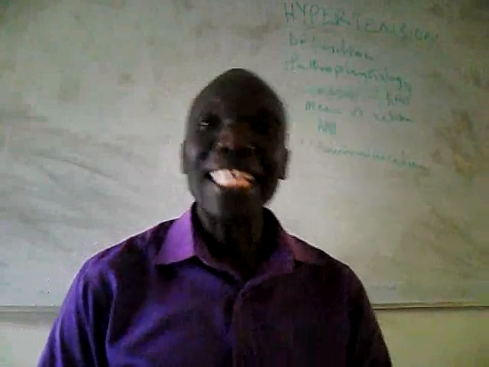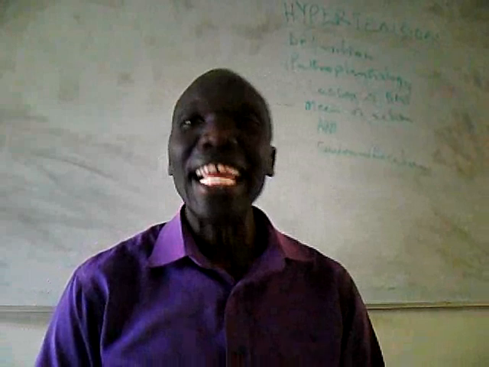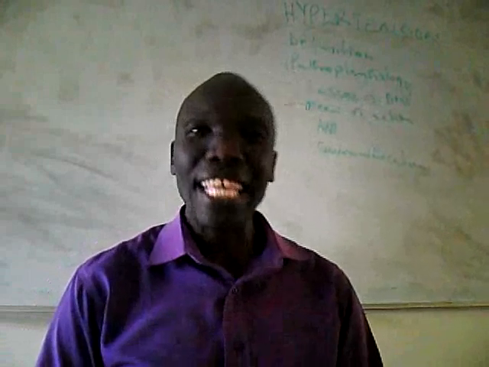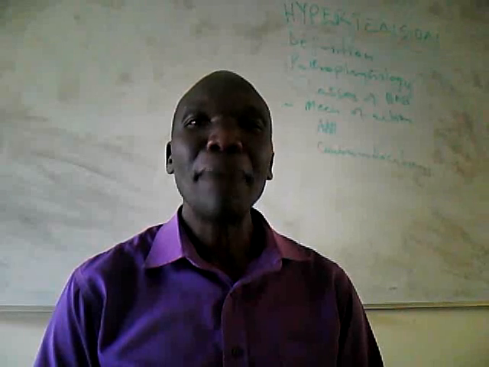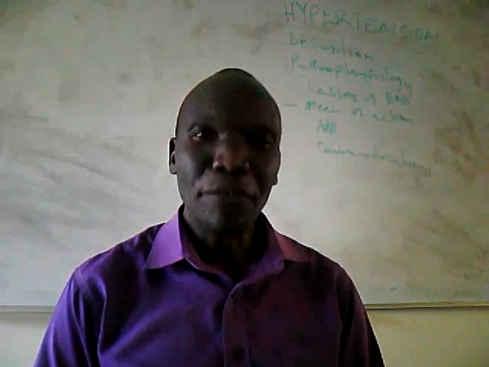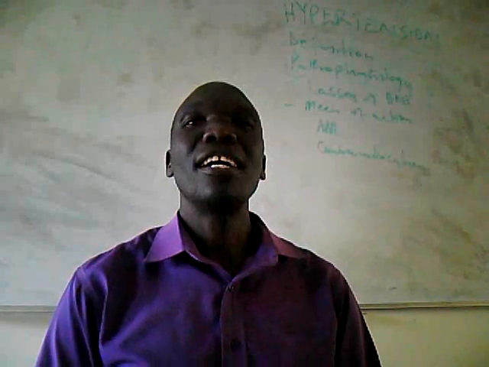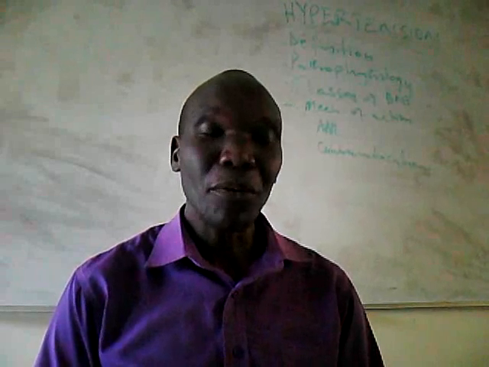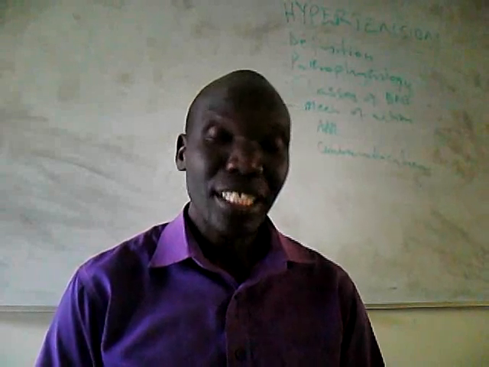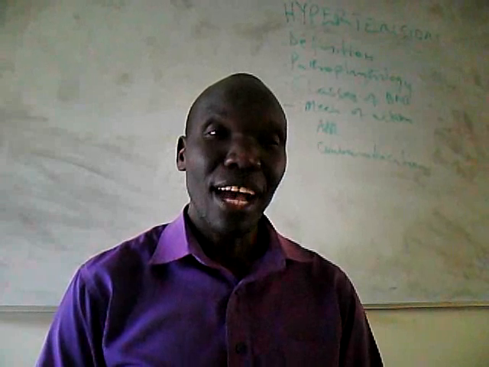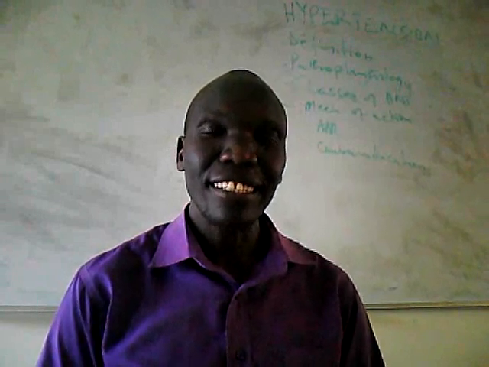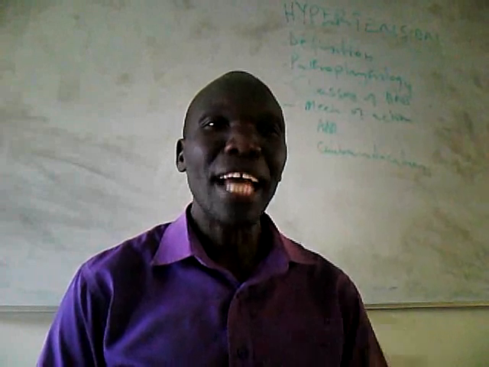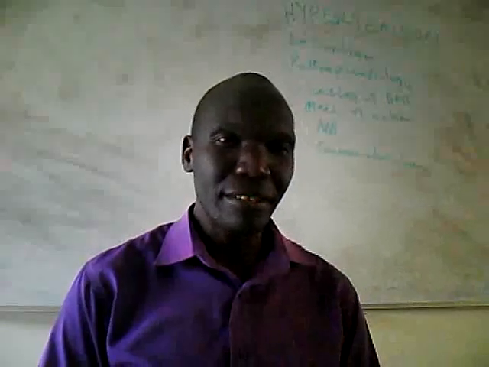So hypertension is persistently elevated arterial blood pressure above 140 over 90 millimeters of mercury. When it is like that, we can conclude it is hypertension. And the word here is persistently, meaning it must be after repeated measurements.